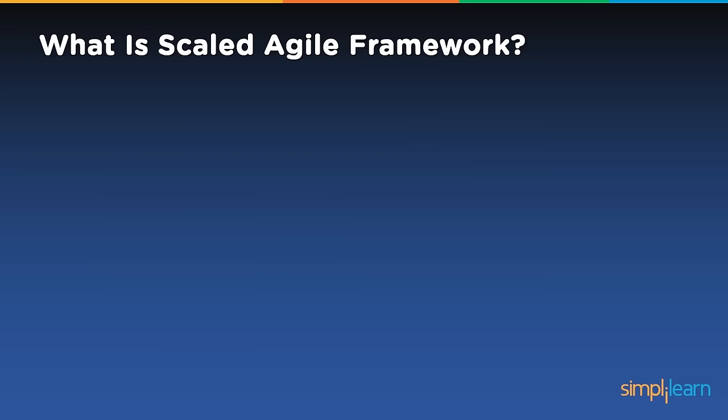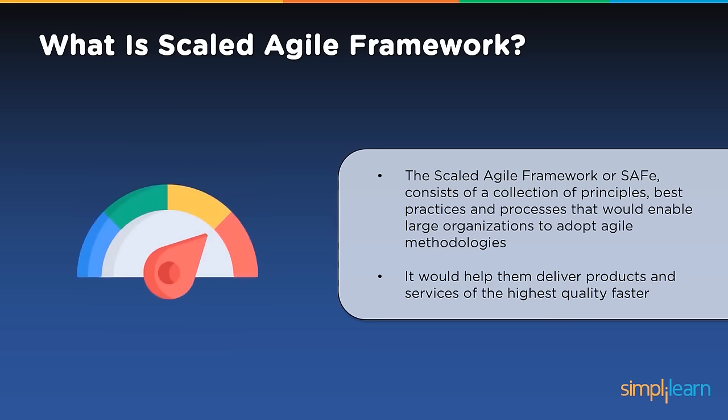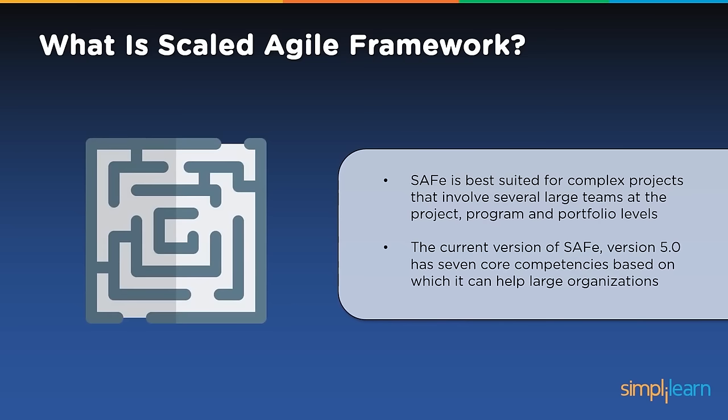So further, let us look at our focus area of this particular video, which is basically what is the Scaled Agile Framework. So the Scaled Agile Framework, as I mentioned earlier, consists of a collection of principles, best practices, and processes that would enable large organizations to adopt agile methodologies. So it would help them deliver products and services of the highest quality faster. So SAFe is best suited for complex projects that involve several large teams at the project, program, and portfolio levels.